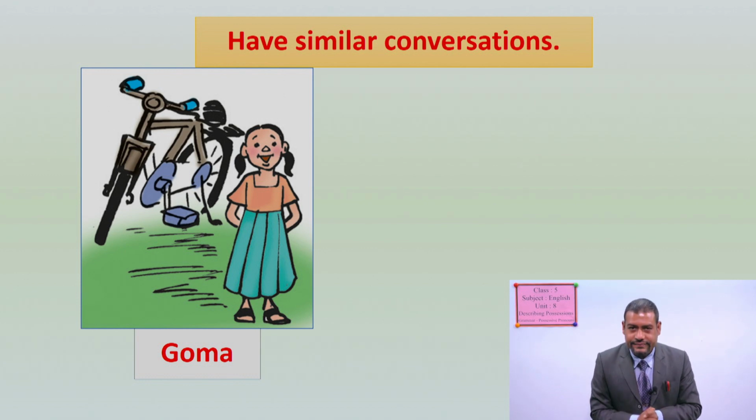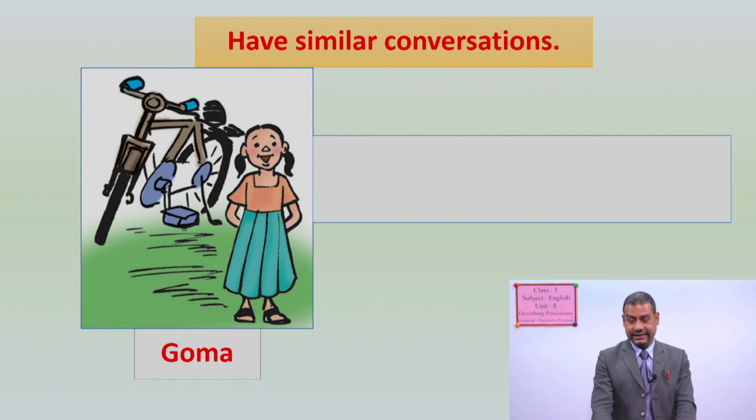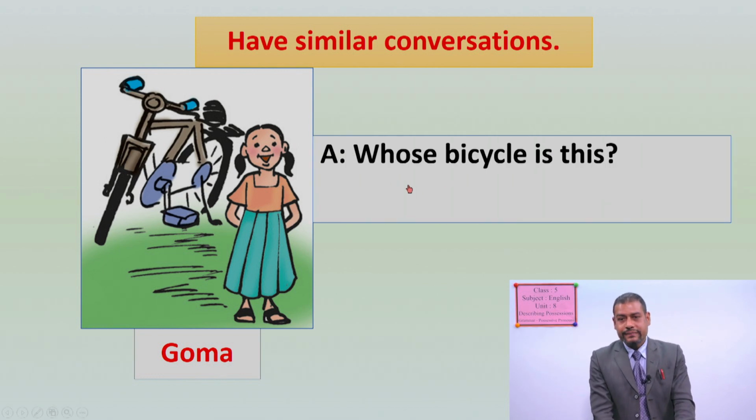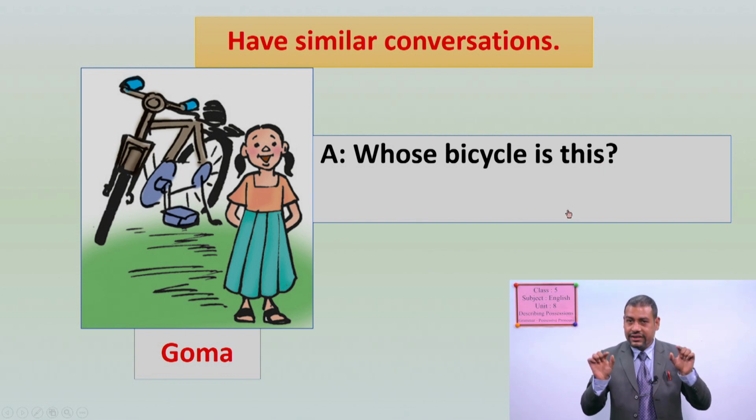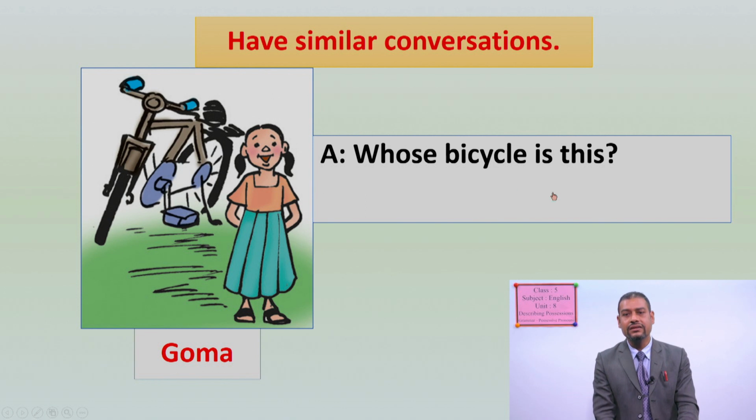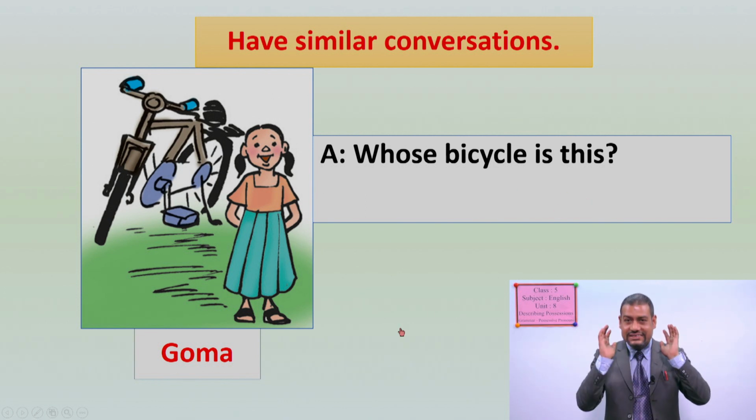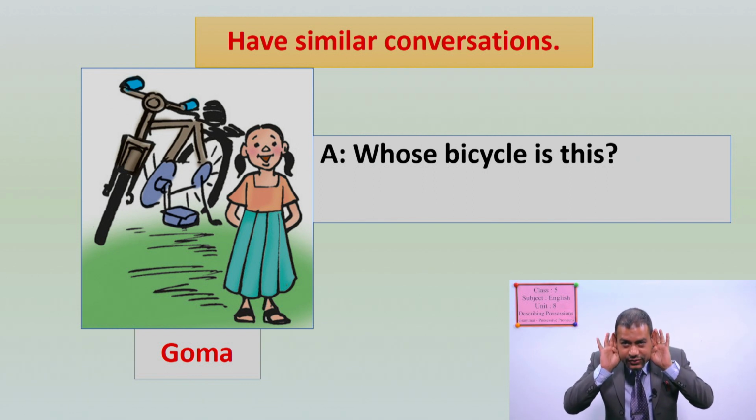Are you writing? Good. Have you finished? Fine. Now your question should be like this. Yes. Whose bicycle is this? So what's the question? Please read once again. Whose bicycle is this? All right. Now you have to tell me its answer. I want to listen to you. Okay, tell me.